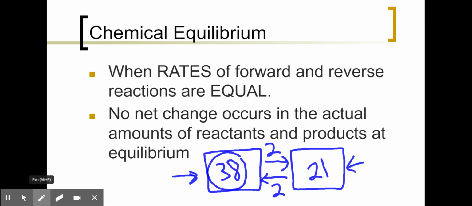If the amounts in a container of reactants and products don't change, but they're going back and forth in equilibrium, you're going to see a state that is known as chemical equilibrium or dynamic equilibrium. And at the macro scale, it often looks like there's nothing happening in the container unless there's a color change or something with the reaction. But at the subatomic and the atomic levels, you're going to see a lot of activity, which is where we get the word dynamic chemical equilibrium from. So no net change occurs in the actual amounts of reactants and products at equilibrium.